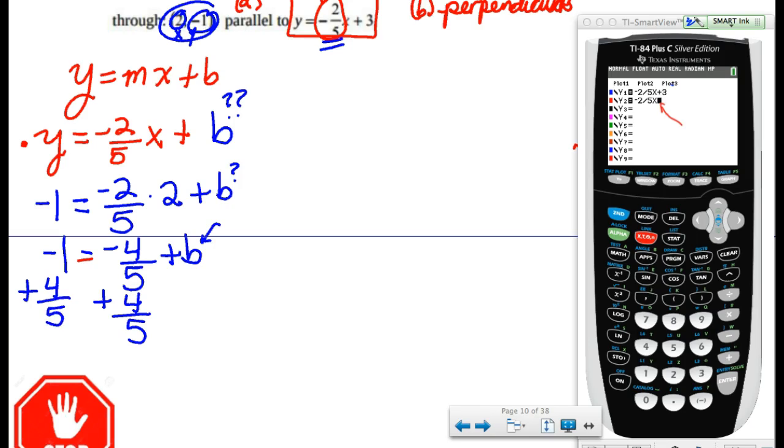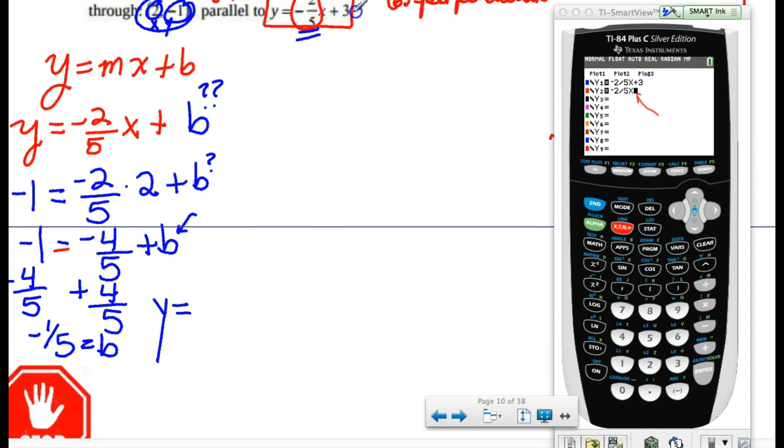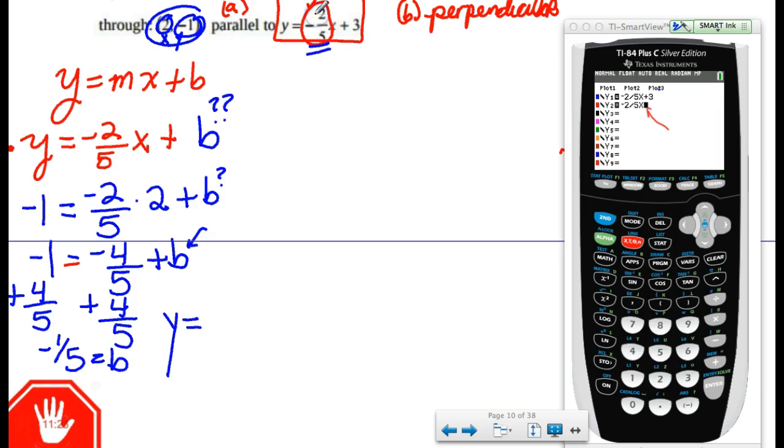Negative 1 plus 4/5. If it was negative 1 plus 5/5, it'd be negative 1 plus 1, which is 0. But this is negative 1 plus 4/5, so I'm still going to be a negative. I'm going to have a negative 1/5 is equal to b. Now I've got it. I know that my equation I'm going to enter is going to have the same slope of negative 2/5, x. And I just figured out that the y-intercept will have to be a negative 1/5.